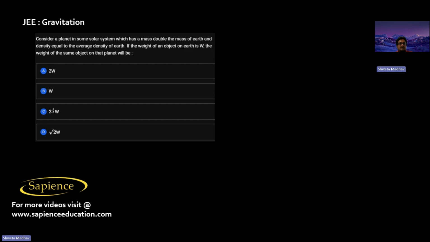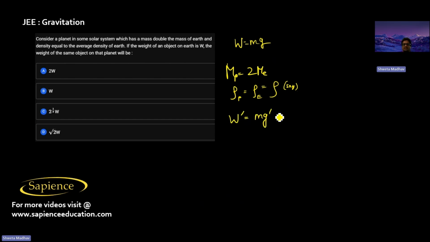And here it is to consider a planet in some solar system which has a mass double the mass of the Earth. So the mass of that planet is double the mass of the Earth, and the density of that planet is equal to the average density of the Earth. Let's call it as rho. Suppose the weight of any object on Earth is W equal to m into g, the weight of the same object on that planet will be equal to m into g dash.